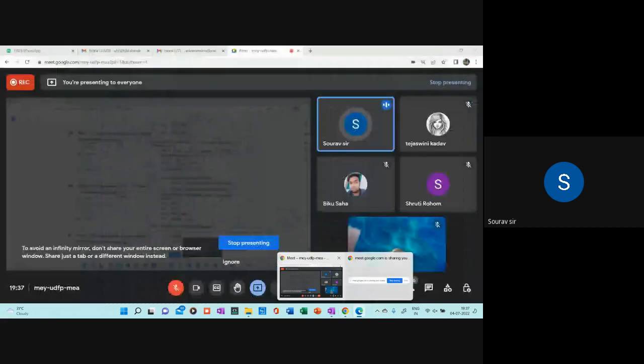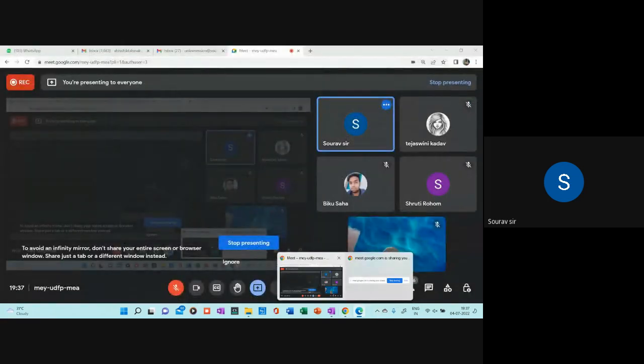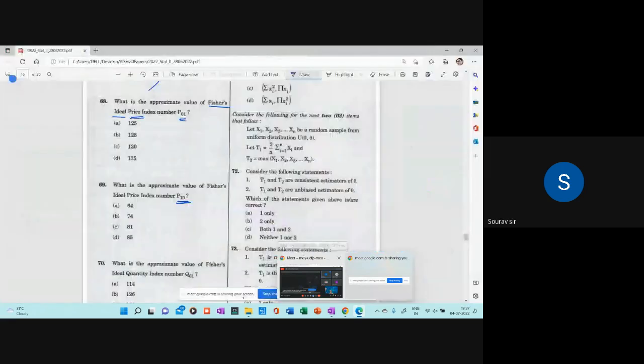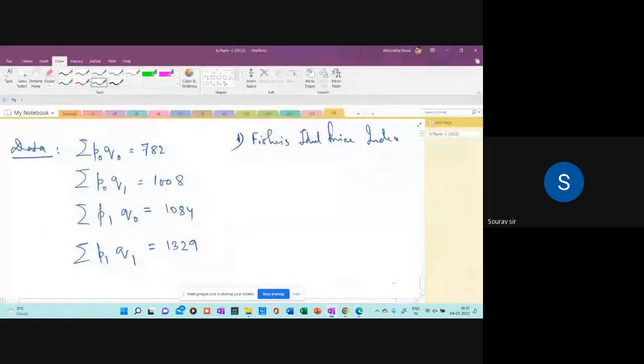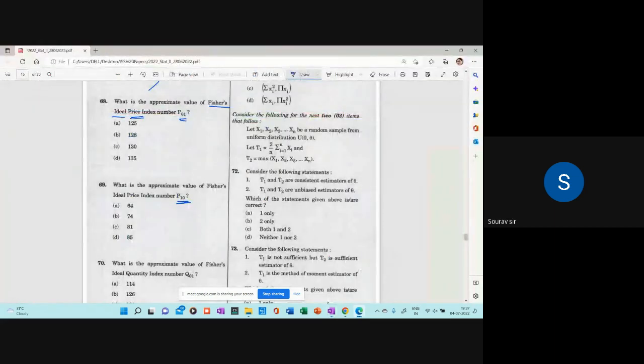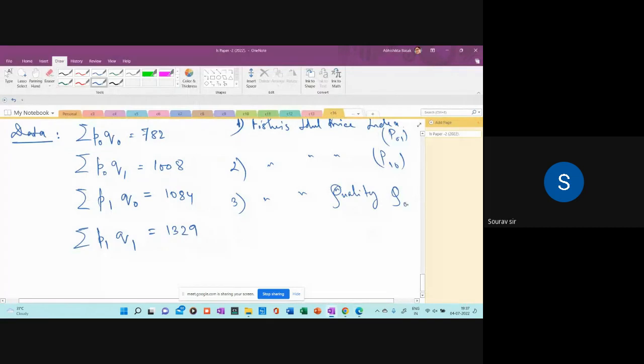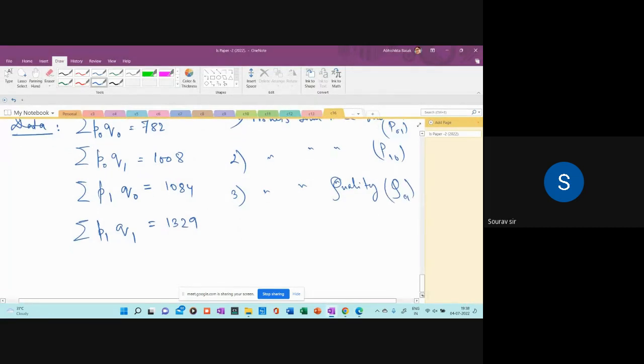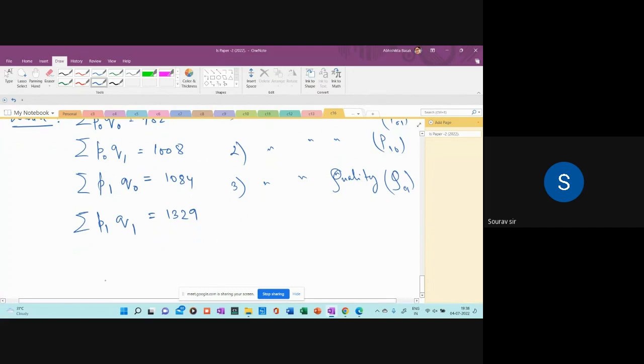So Fisher's quality index number, this is P naught 1 and this is P1 naught. This is quality, this is Q given by, let me check, Q naught 1. Okay, so let's write up the formulas.